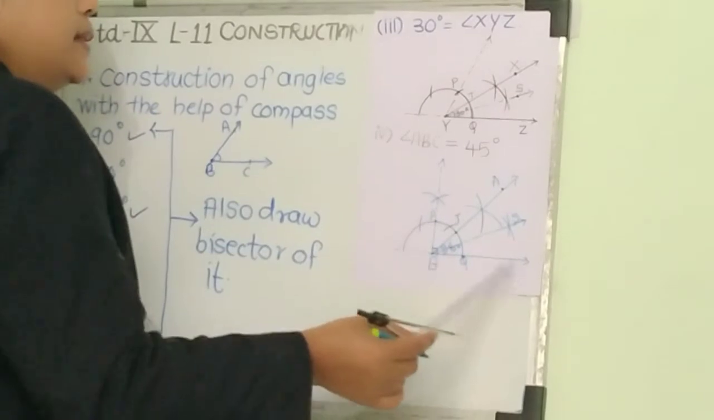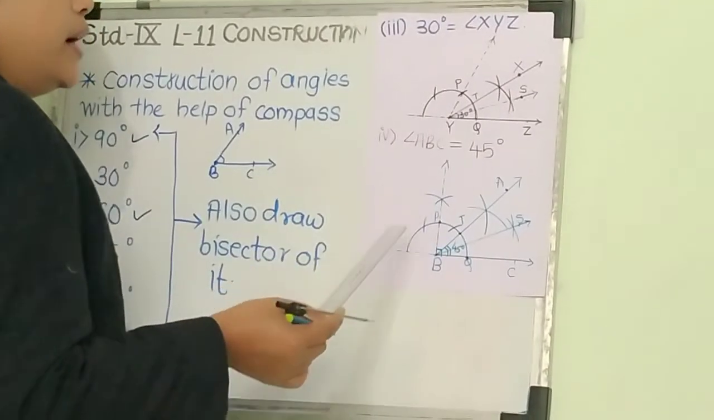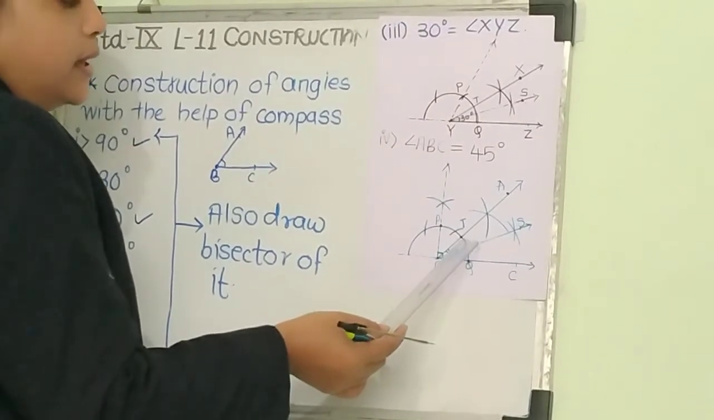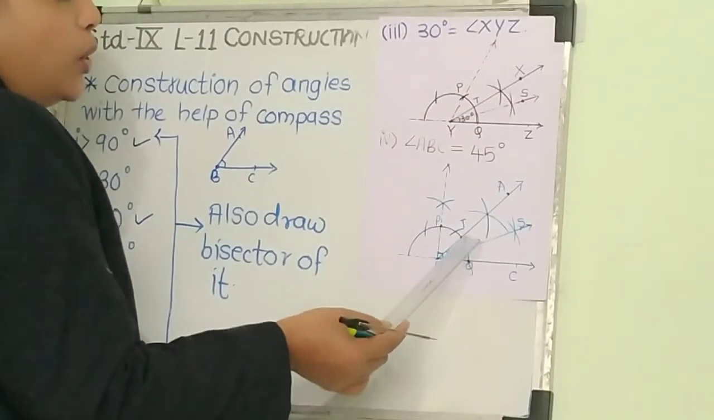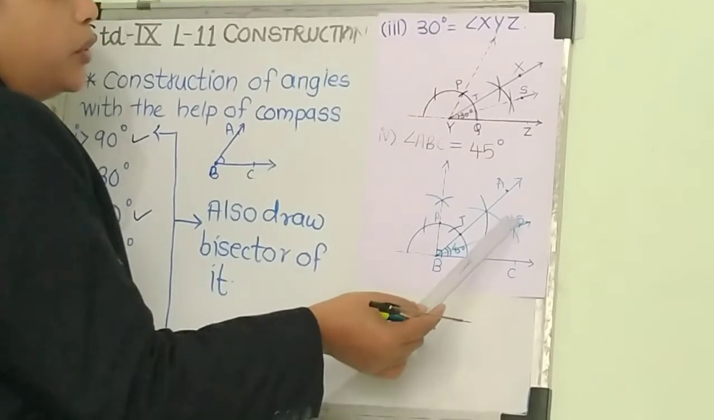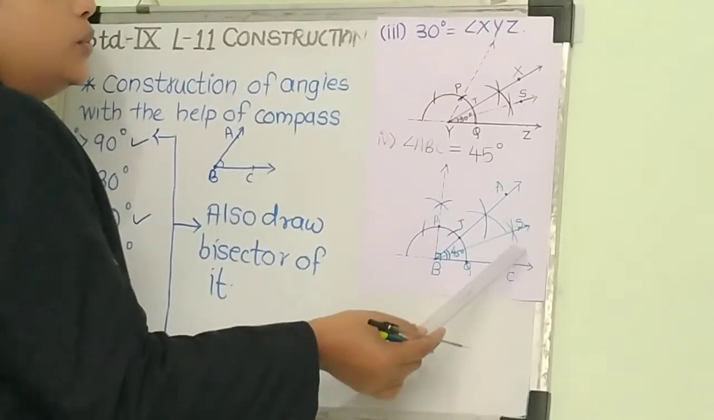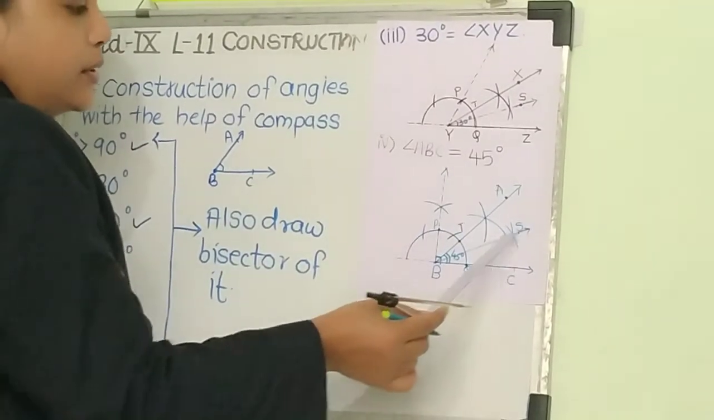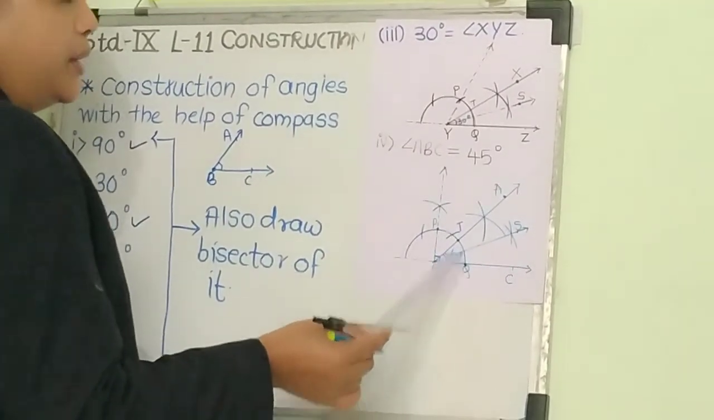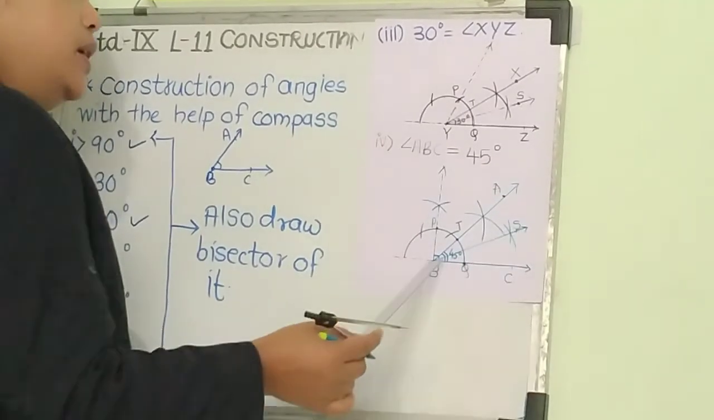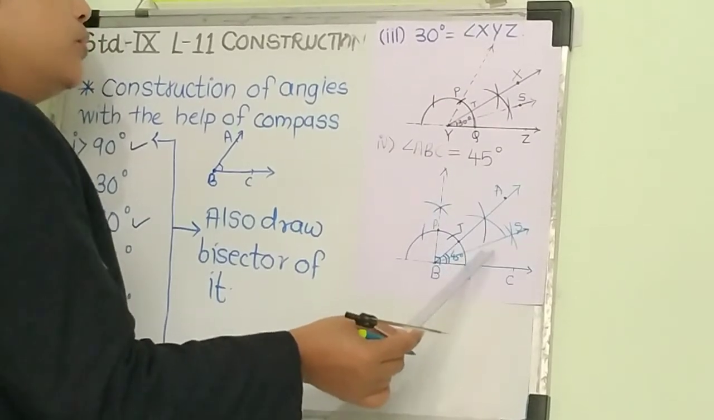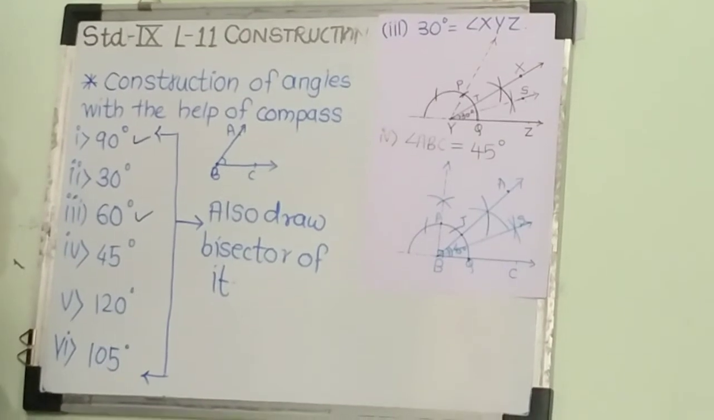So ABC of 40 degrees is the required angle, and then we bisect it. For the bisector, here I am taking points T and Q. Through the points T and Q we are going to draw two intersecting arcs with a fixed distance, and then draw the ray passing through B. So this BS divides the angle into two equal angles. In this way we can draw the bisector.